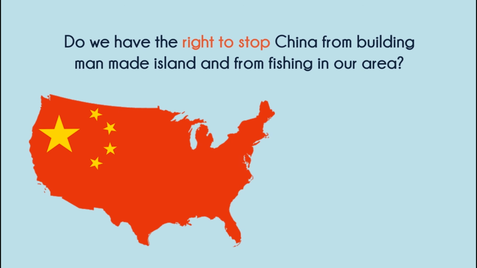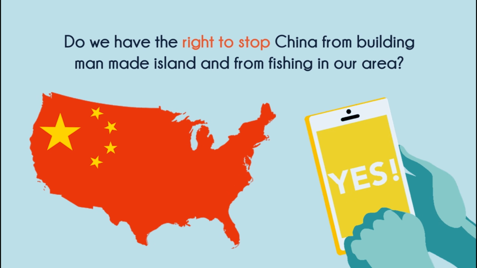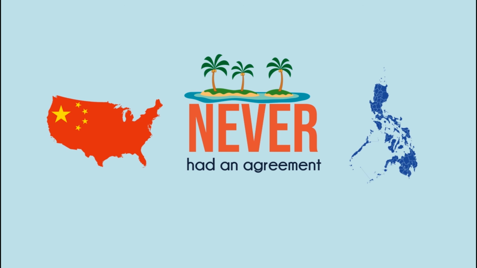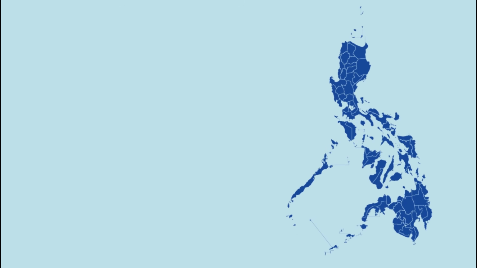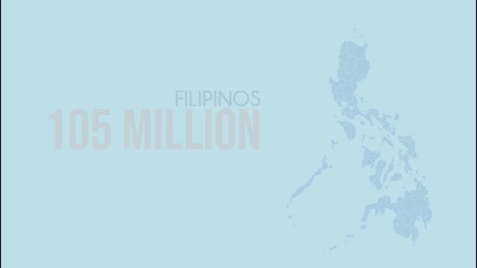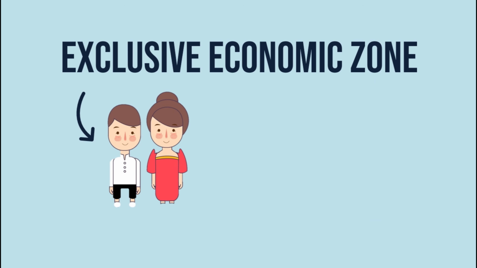Do we have the right to stop China from building man-made islands and from fishing in our area? Of course, the answer is a big yes. First, China didn't have an agreement with the Philippines when they built the man-made islands. Second, there are 105 million Filipinos, and the fish in this area is not enough to feed the whole country. And lastly, our constitution clearly states that the exclusive economic zone is exclusively for Filipinos only.